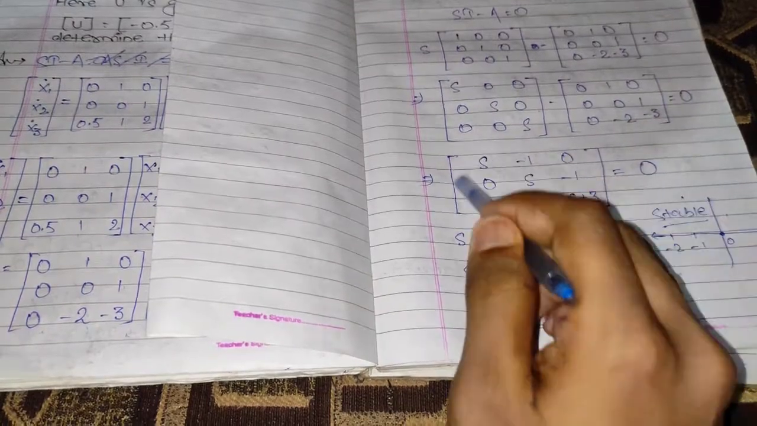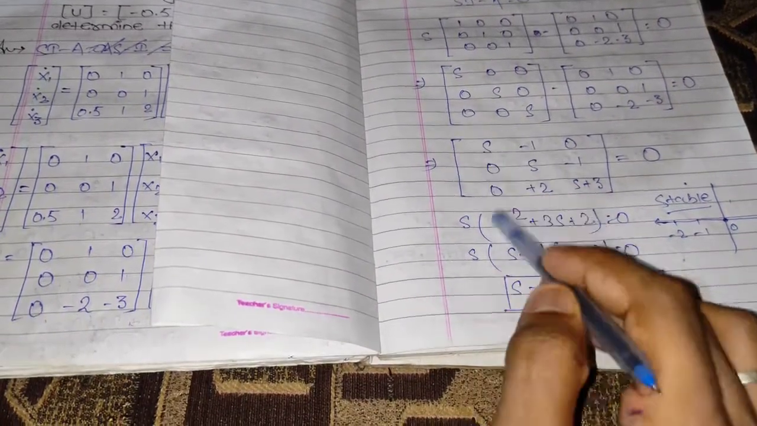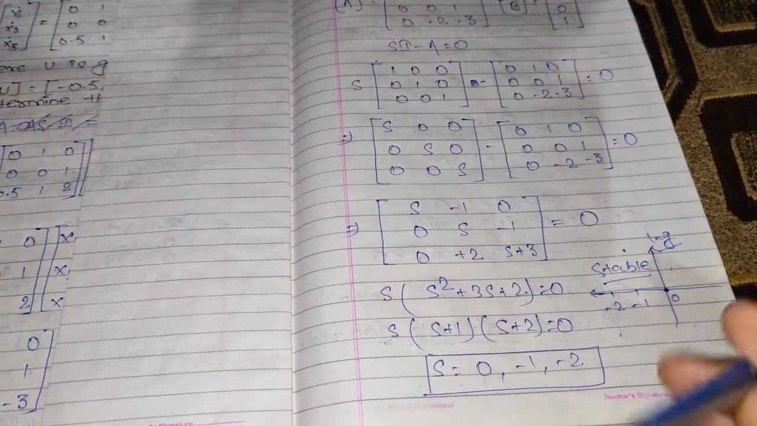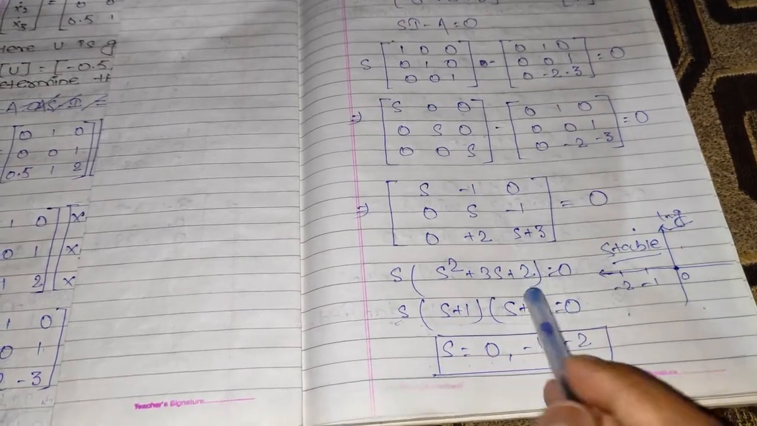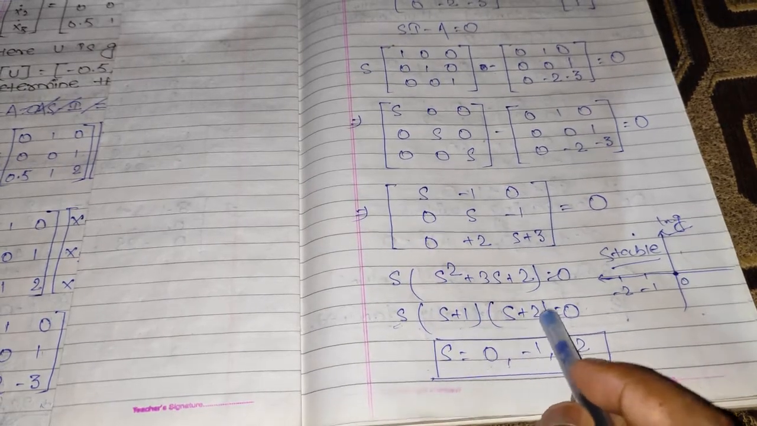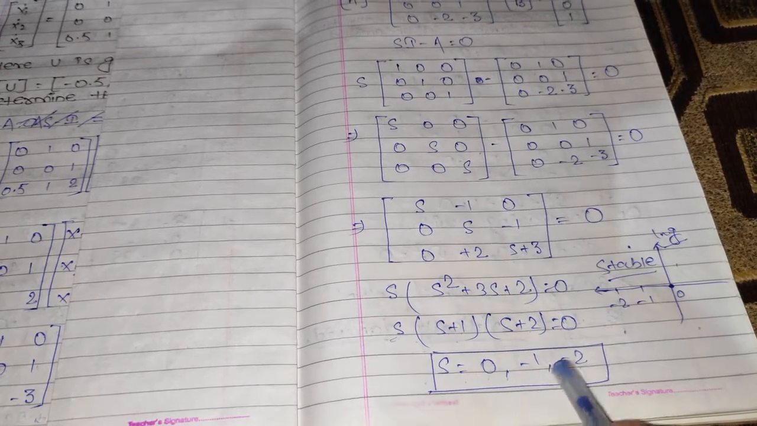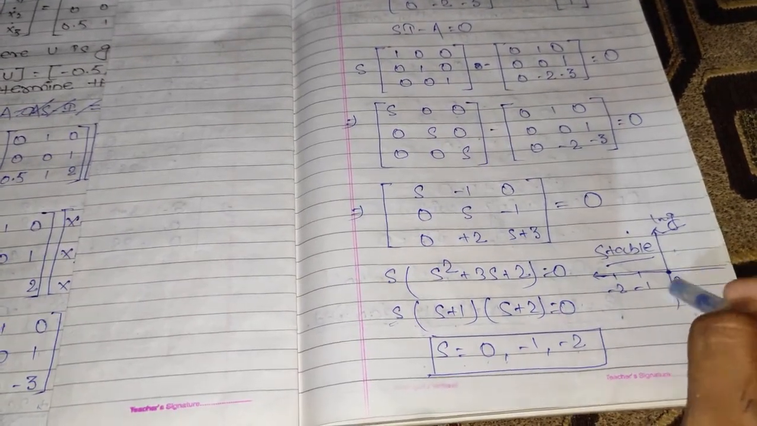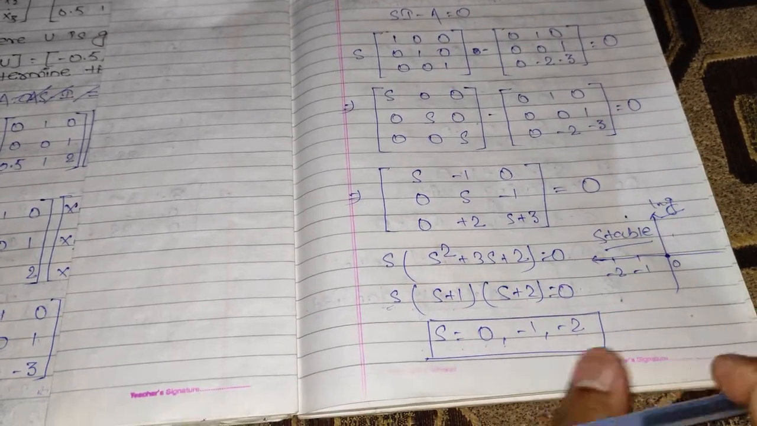We will get a matrix like this equal to 0. When we find the value of this, S into S plus 3 minus... So this is minus 1 plus 2 minus 2 and minus plus 2. When we solve this quadratic equation, we get S plus 1 and S plus 2. When we put these three terms equal to 0, we will get three values: 0, minus 1, minus 2. And these values are either lying on the origin or the left side of the imaginary axis. So the system is stable.